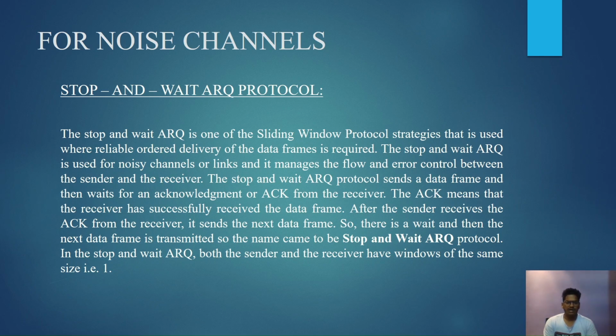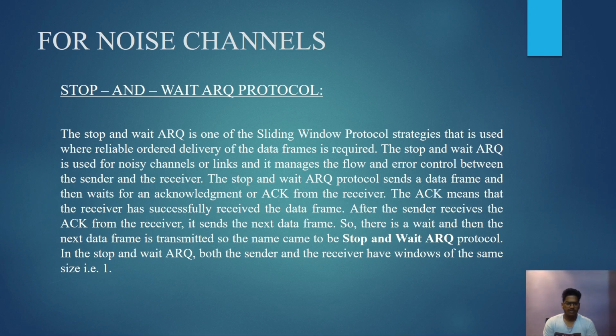The stop and wait ARQ protocol sends a data frame and then waits for an acknowledgement, or ACK, from the receiver. The ACK means that the receiver has successfully received the data frame. After the sender receives the ACK from the receiver, it sends the next data frame. So there is a wait, and then the next data frame is transmitted. Hence the name stop and wait ARQ protocol.